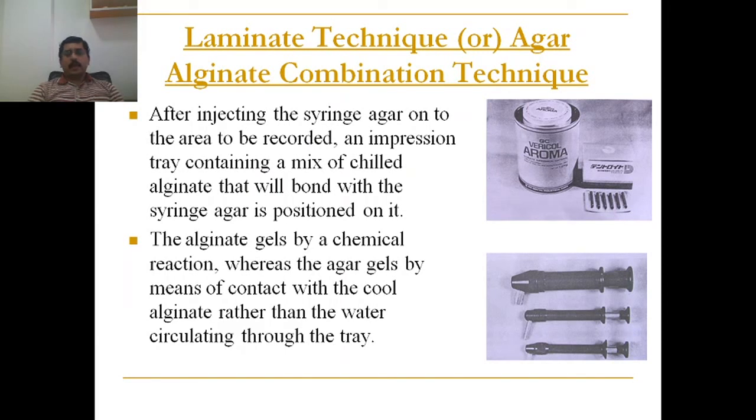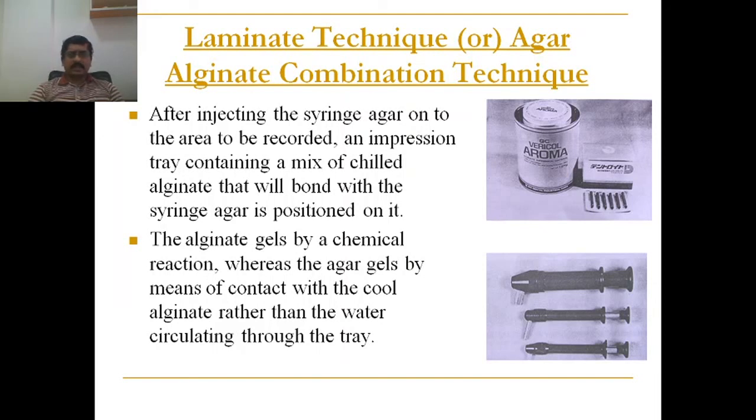We can even combine agar and alginate, and it is called the laminate technique or agar alginate combination technique. Please make a note that this is a short note for you. Here what we need is the agar tray material, the agar syringe material as we have seen earlier, and so cooled alginate. Okay, so how will we go with that? Let's see.